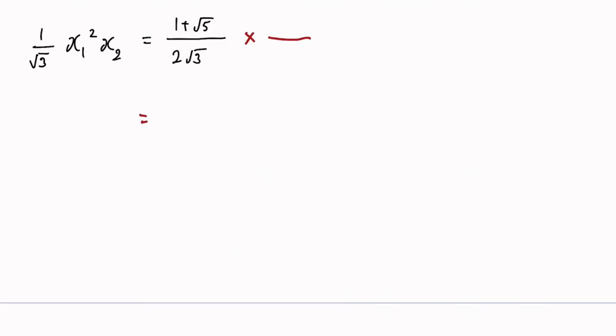What do you need to do? Times root 3, root 3 top and bottom. Okay, so that's what we're going to do. Multiply top and bottom, get 1 plus root 3 plus root 15. Divide by root 3 times root 3 is 3. 2 times 3 is 6. Okay, we're not done yet.